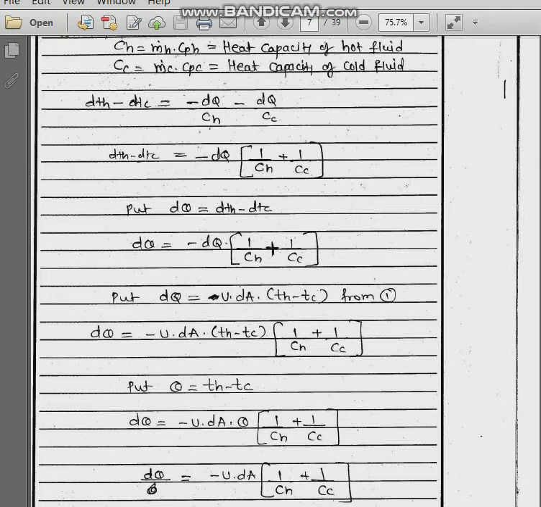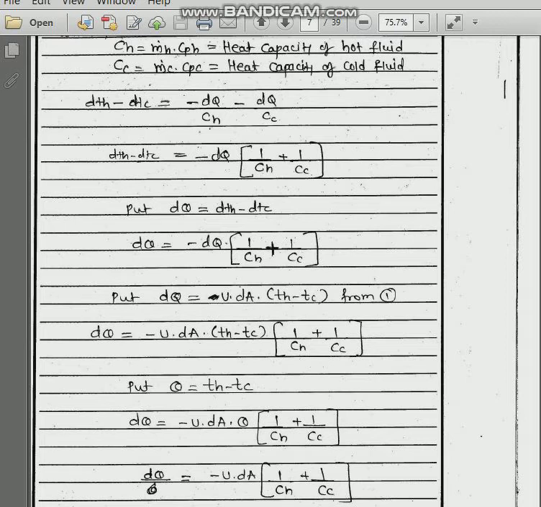Now this dq, if you observe, can be taken as common with a minus sign. So the remaining in the bracket will be 1 upon Ch. As we have taken minus outside, we will make it plus, and we will have 1 upon Cc inside the bracket.